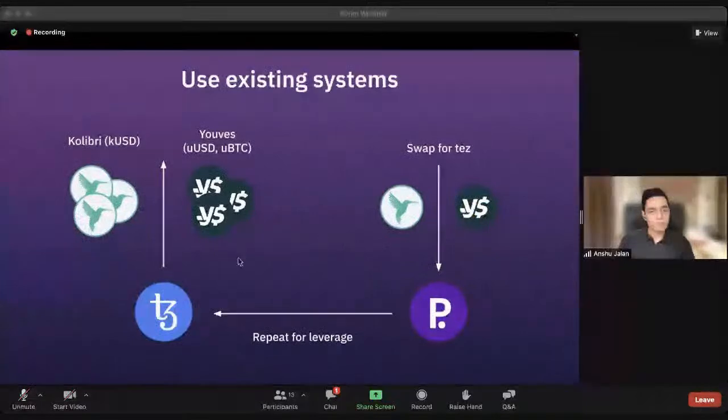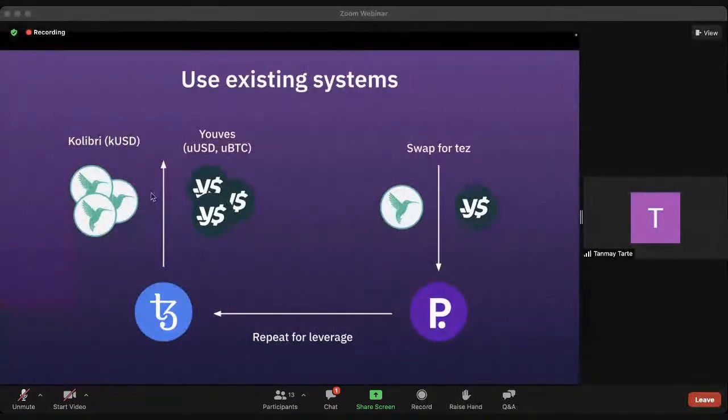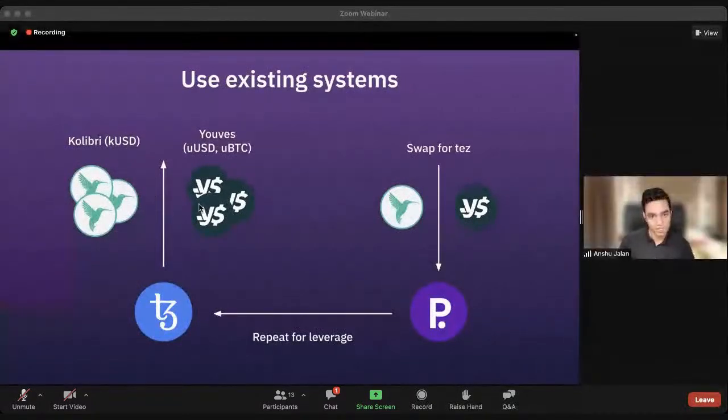If you are coming from Ethereum, you already have some DeFi experience, then you must have heard of MakerDAO. MakerDAO is a system that issues stable coins, and you may know how you can take a leveraged position on Ethereum using MakerDAO. Similarly, on Tezos, we have platforms like Colibri and Uves, and they offer their own stable coins. In Colibri, we have KUSD, and on Uves, we have UUSD.